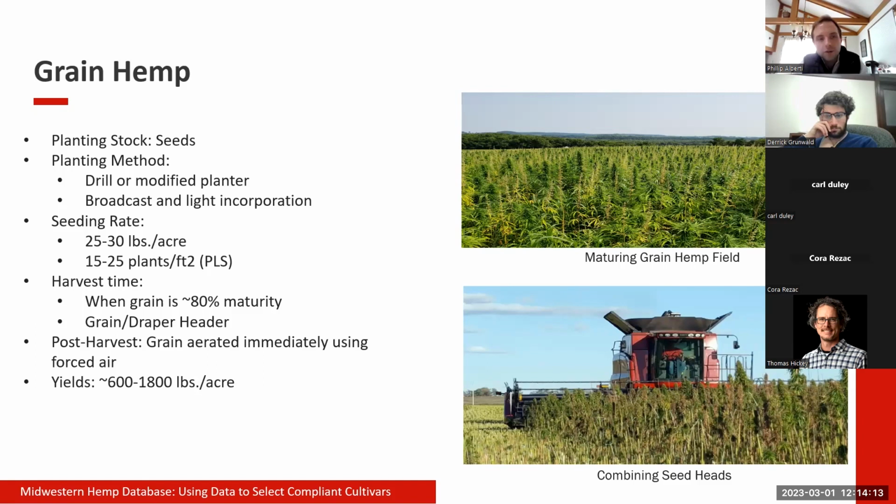And then drying of the grain after harvest is also a challenge, more challenges. Forced air is the only way we can dry down hemp grain quickly before spoiling. Using heat will cause the oils to oxidize and then spoil and risk losing your crop. And yields from our variety trials in the region show that between 600 to 1,800 pounds an acre for grain is expected, with averages around 1,200 pounds per acre for some of our higher performing varieties.